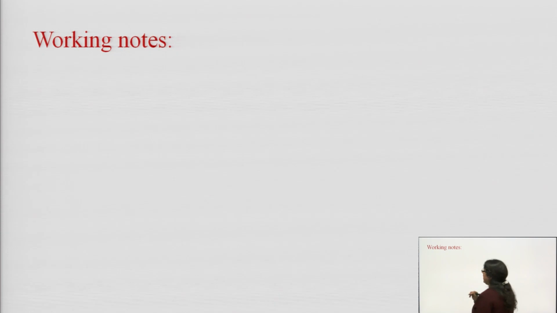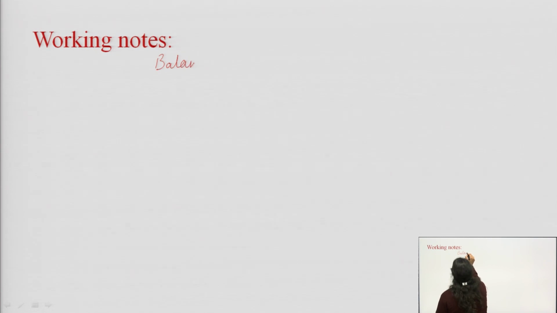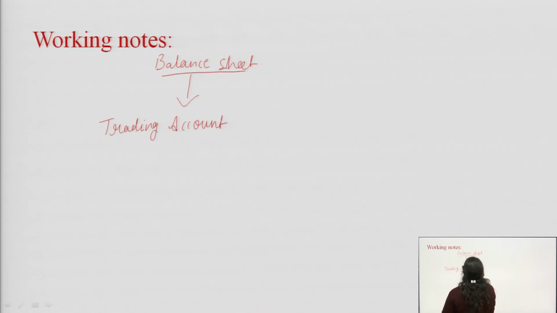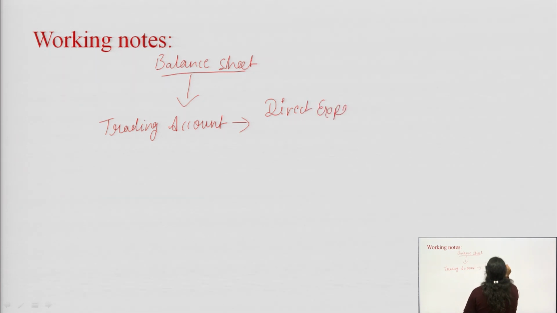So, starting with the very first thing for the balance sheet: it is not always that you go for the balance sheet in the very first attempt. For the balance sheet, you need the following things. You prepare the trading account. In the trading account, you take all the direct expenses, and by this you get the gross profit or maybe the gross loss, but it is the gross.